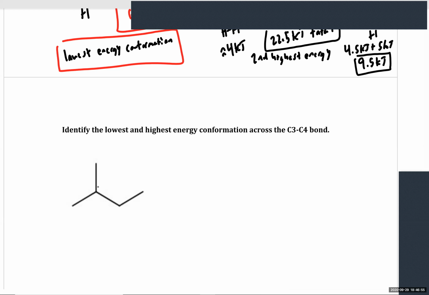So in this case, you're going to identify the lowest and highest energy conformation across the C3-C4 bond, and I'll label, rather than the C3-C4 bond, let's look at the C2-C3 bond, as that's a much more interesting example. So let's look across the following carbon-carbon bond. I'd like you to identify and draw the lowest and highest energy conformation, and I'd like you to calculate the energy of the lowest and highest energy conformations for this molecule.